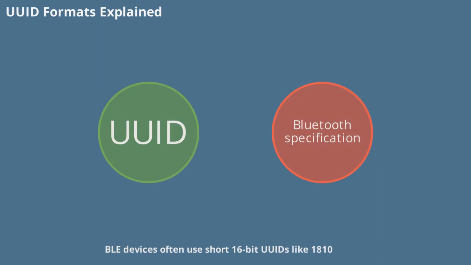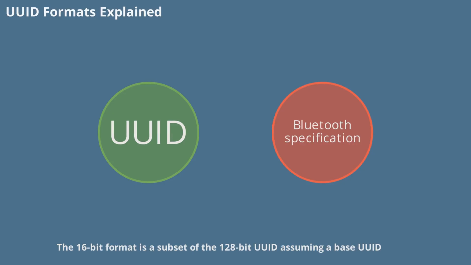BLE devices often use short 16-bit UUIDs, like 1810, which are equivalent to full 128-bit UUIDs. The 16-bit format is a subset of the 128-bit UUID, assuming a base UUID. Understanding these formats is important for setting up filters and interpreting advertisement data. Refer to the Bluetooth specification for more details on UUID structures and their usage.